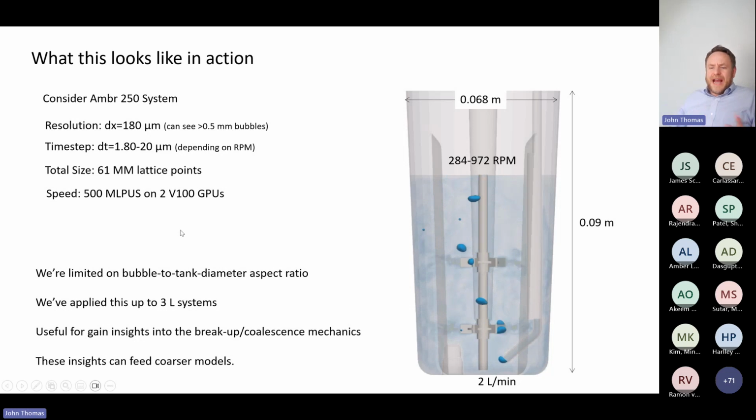It's practical to run. I mean, I can run minutes of process simulation, as it were, but we're limited. We're limited on our bubble to tank diameter aspect ratio. We've done this for systems up to a few liters, and it's very useful for understanding the breakup and coalescence mechanics I'll speak to momentarily. So it's really high fidelity. It's very useful. It's very first principles, as it were, but you've got to pay the piper in terms of resolution and resolving how these bubbles evolve.